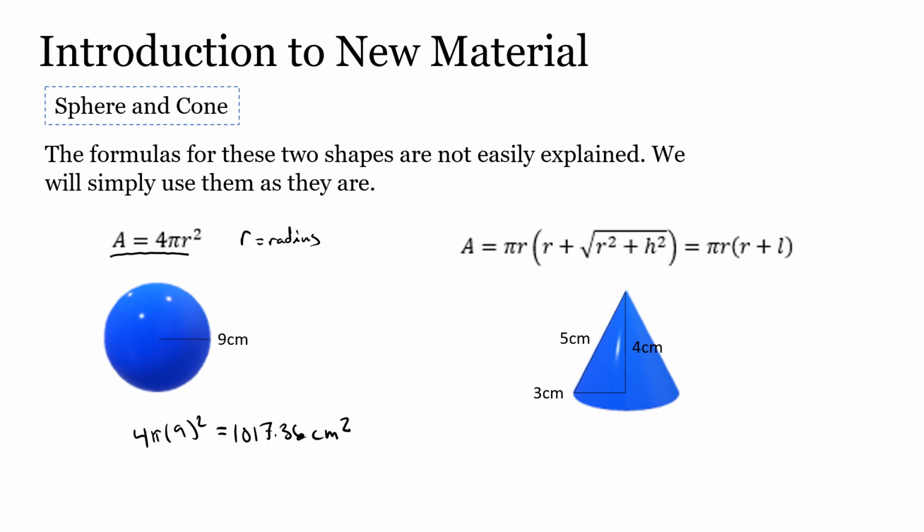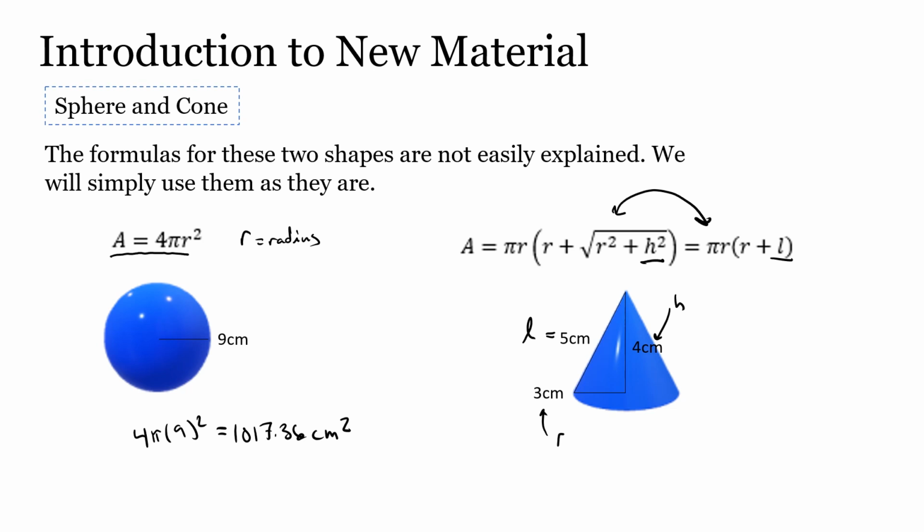A cone actually has two formulas. They're really the same formula, but given different information. In this one we're given h, in this one we're given L. L is called the lateral, the side length here, the sloped one. This one is our height, and of course this one is our radius. Depending on what we're given, if we're given height and radius, we would use 3 and 4. If we're given radius and L, we would use 3 and 5.